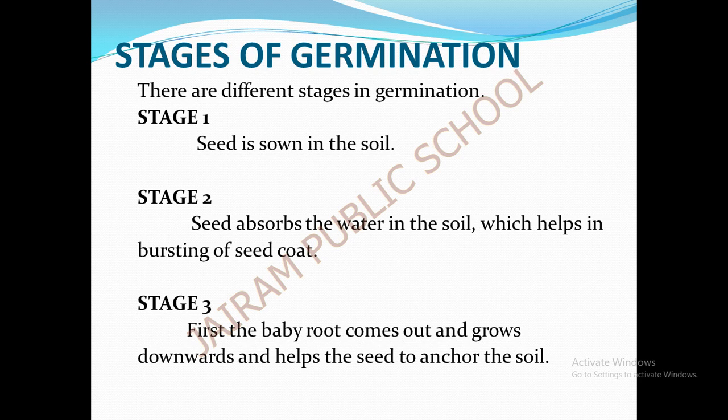Stage 3: first, the baby root comes out and grows down and helps the seed to anchor in the soil. First, what is coming out from the seed? The baby root comes out and grows downwards towards the water and helps the seed to anchor in the soil. The root firmly fixes to the soil to help the plant stand steady.